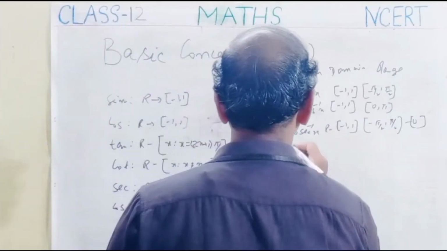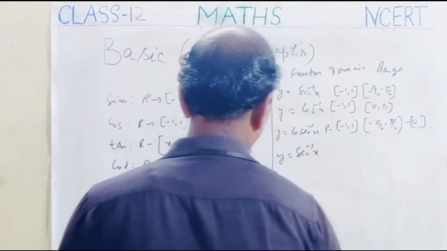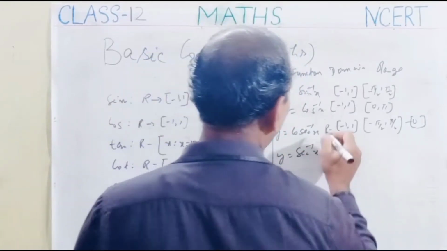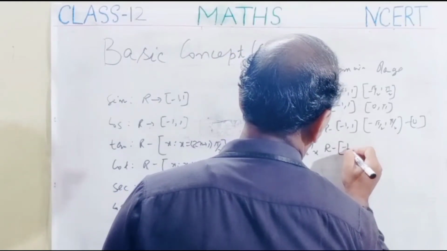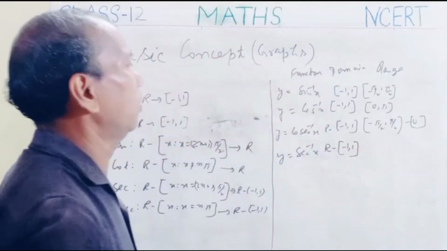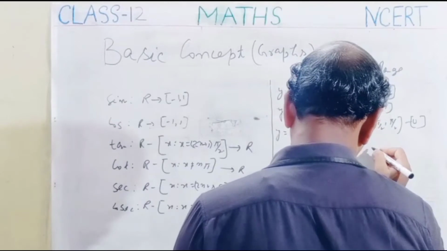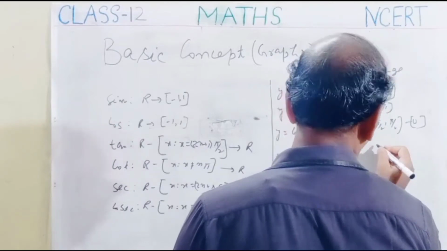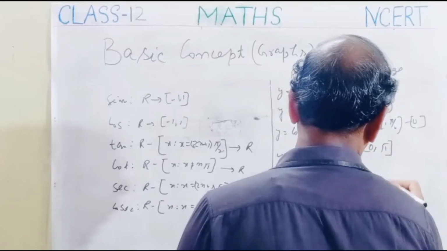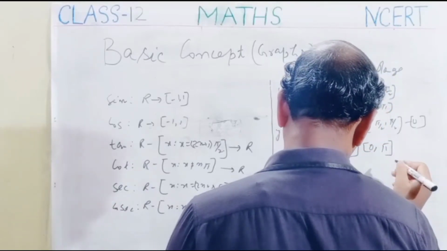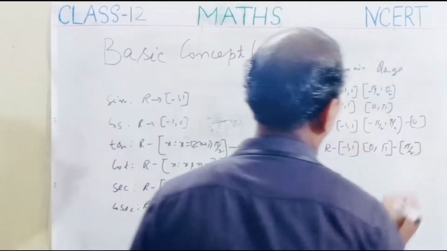Now the next function is y is equal to sec inverse x. In sec inverse x, the domain will be the real numbers, but -1 and 1 will not be included. And the range is 0 and pi, but in this case minus pi by 2 will not be included.